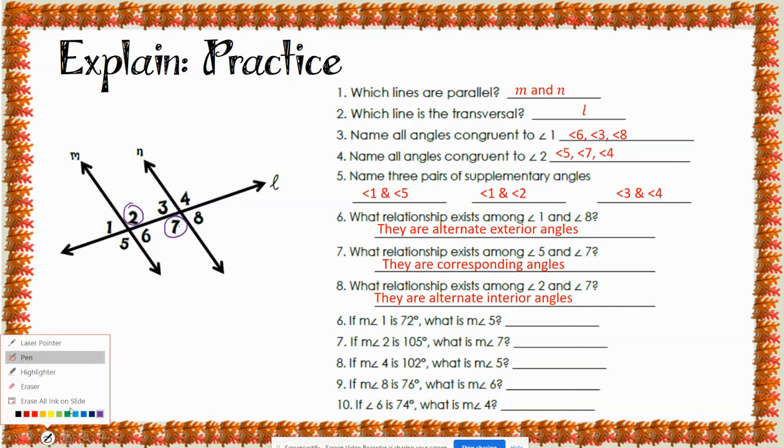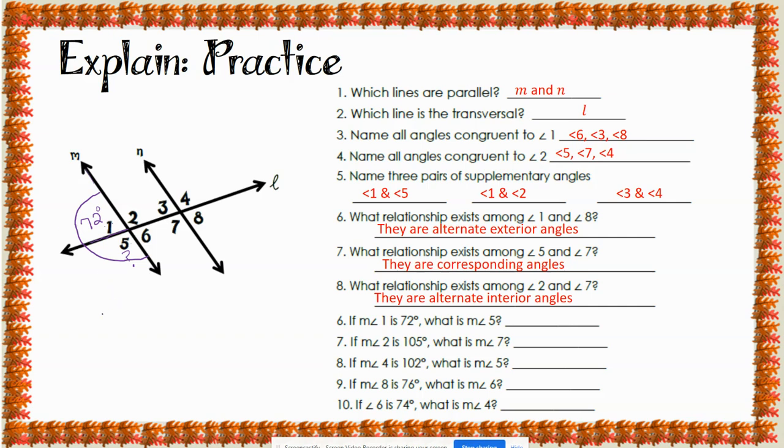Now let's put all of this to work. If we know the measure of angle 1 is 72 degrees, and I want to know what is the measure of angle 5, well, I need to know the relationship between 1 and 5. Well, they are not congruent to each other. They actually are supplementary to each other because we have this straight line M, and it's being cut into 2 different angles. So to figure out angle 5, I would do 180 minus 72, which would give me 108. So the measure of angle 5 would be 108 degrees.